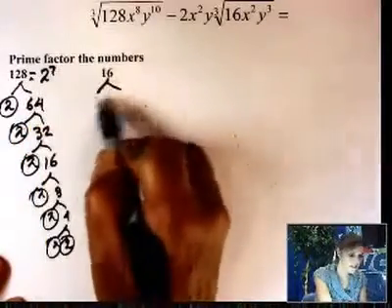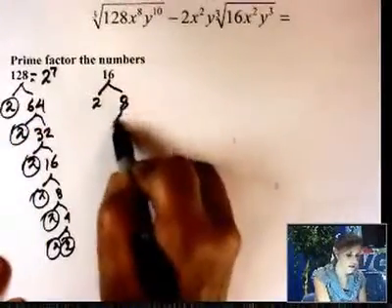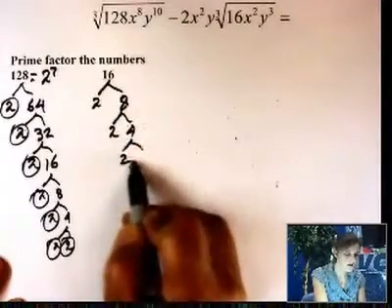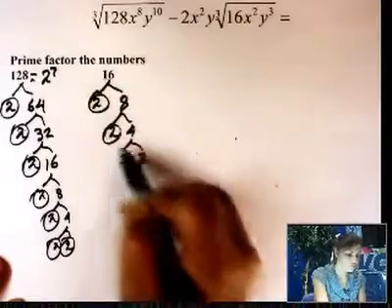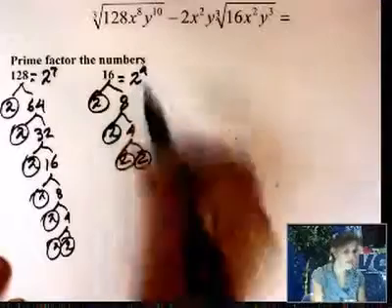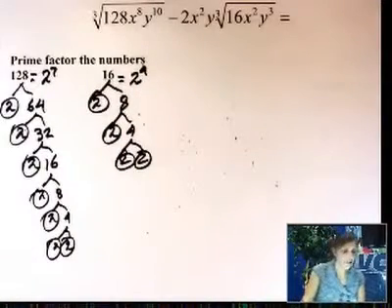How about 16? 2, 8. 2 times 8. 2, 4. 2 times 4 is 8. 2, 2. You have 2, 2, 2, 2. There are 4 of them. So this is 2 to the 4th. Okay. Now let's write all this out.